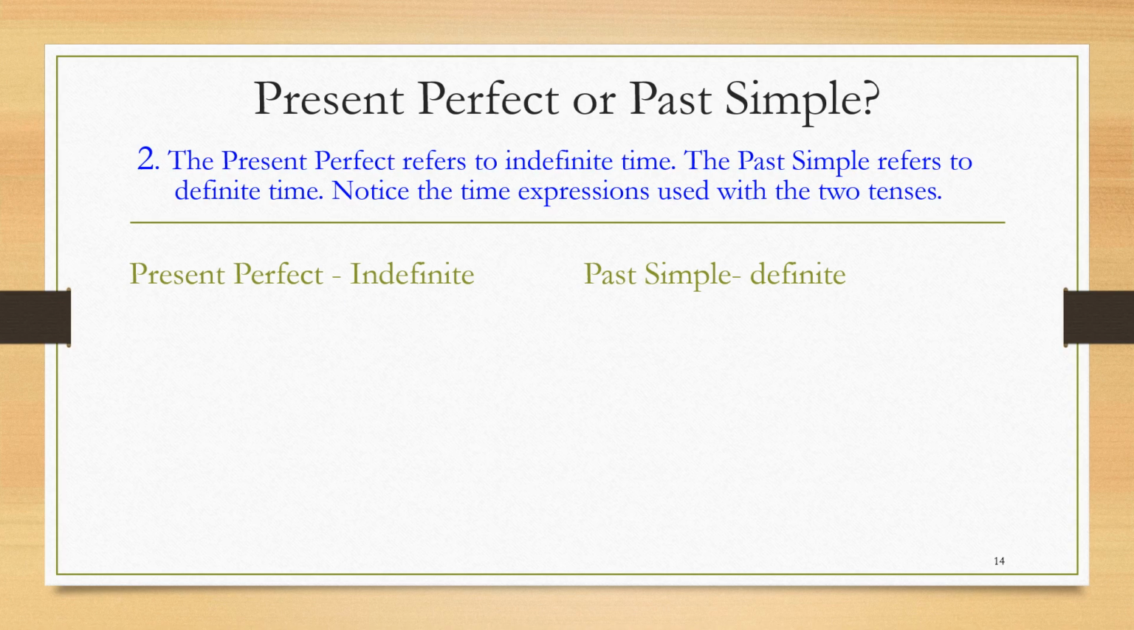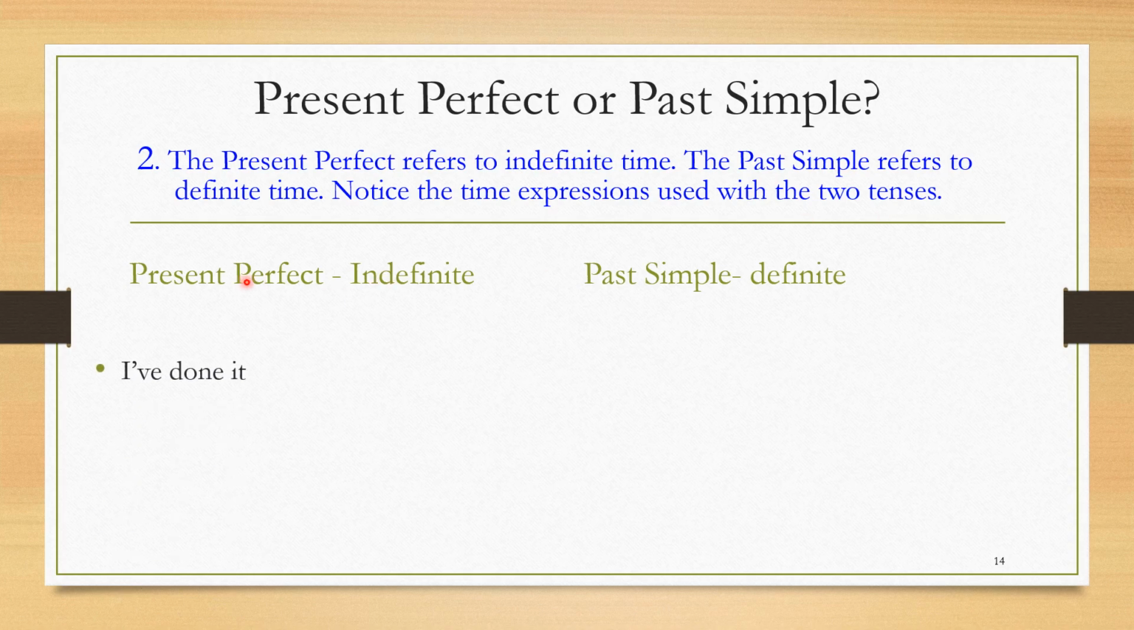For the second one, we can say the present perfect refers to indefinite time. Maybe we don't know exactly when the activity happened, while the past simple refers to definite time. Indefinite and definite times in here. Okay, notice the time expressions used with the two tenses. As you can remember, it might be much better in here. So let's go and see.